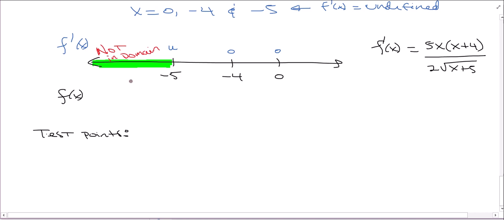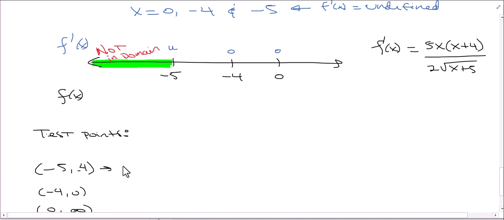So it's really good practice to determine the domain of the function first and then continue to find your critical numbers. So we're going to test the intervals -5 to -4, and then -4 to 0, and then 0 to infinity.